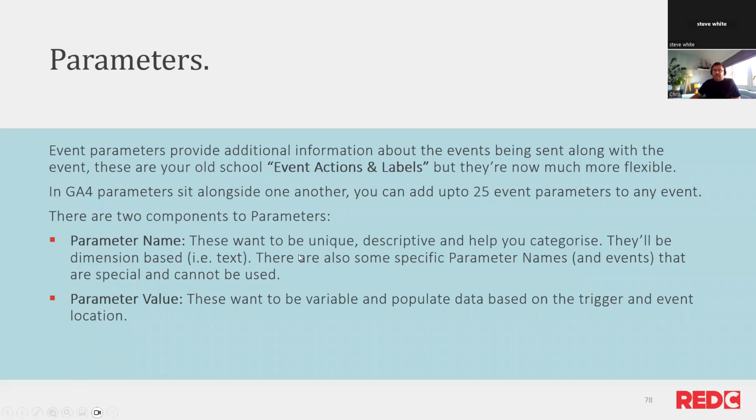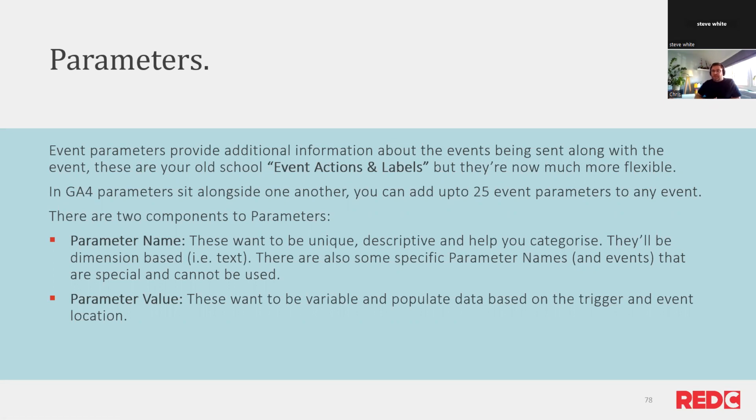So event parameters provide you additional information about the events being sent. Think of them as event actions and labels, but not as restrictive. They are much more flexible. They sit alongside one another. You can have up to 25 event parameters per event. And parameters are made up of two components.